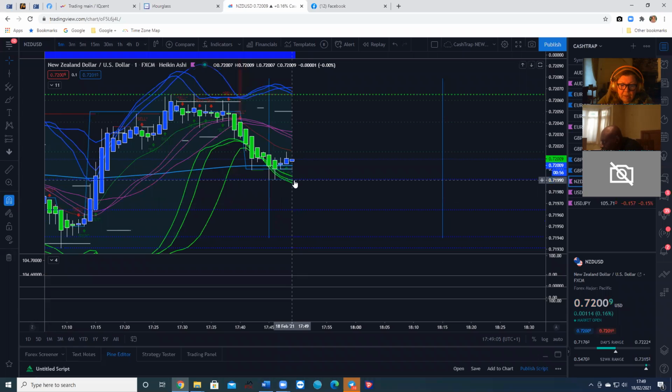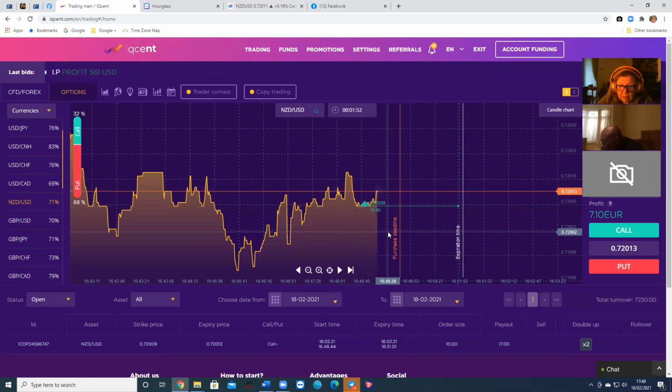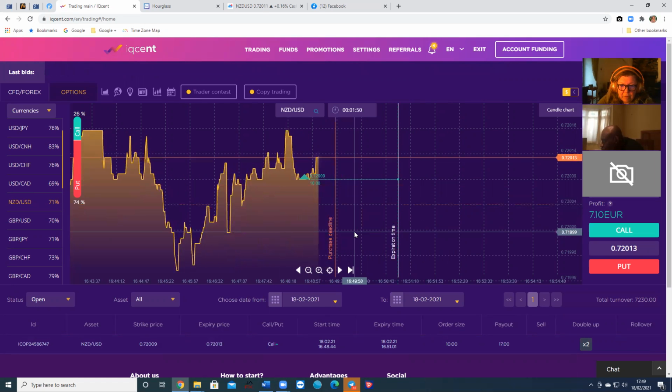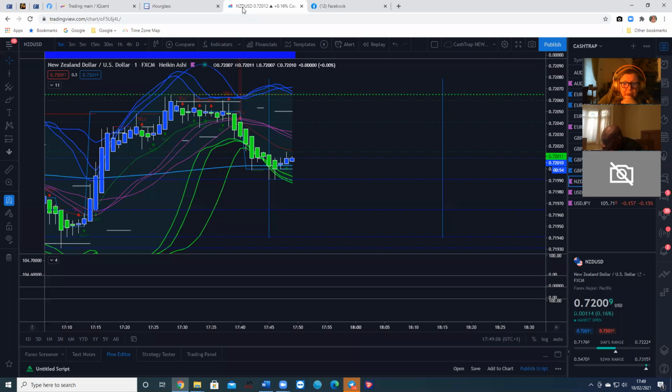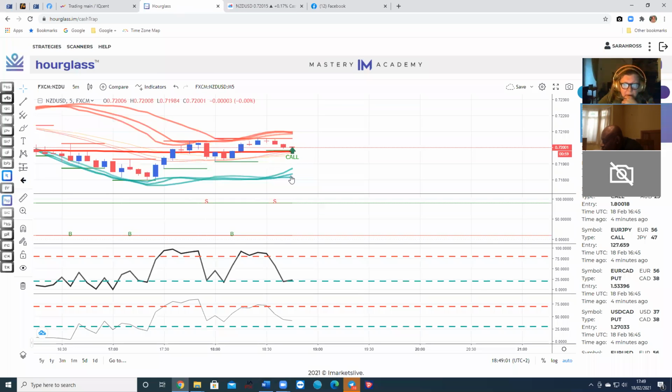0.008 on my TradingView. I am above my strike price, and I've got to make a decision on whether I roll over. So I think I'm going to not roll over.